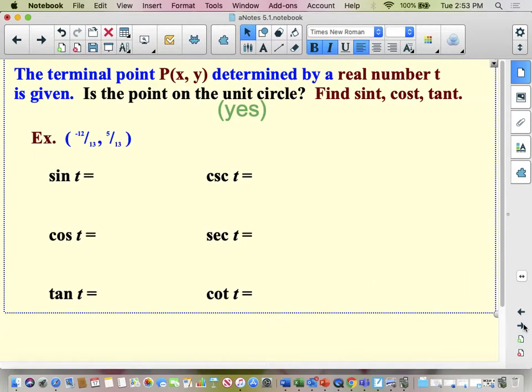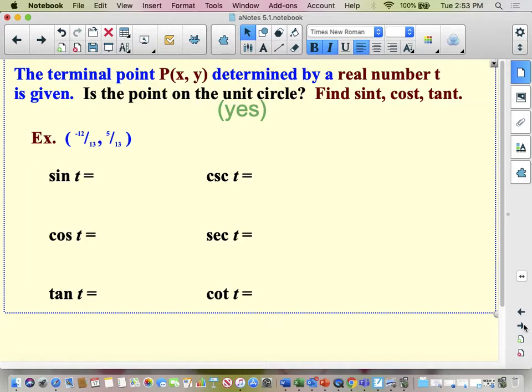So what will you use those for? Here's an example, and I kind of answered the first question, but given the point -12/13 and 5/13 is a point on the unit circle. Okay, well you would show that x squared plus y squared equals 1. Yes, it is. I'm going to skip that part because we just did that. I'm going to ask you to find all of the 6 trig functions: sine, cosine, tangent, cosecant, secant, cotangent.